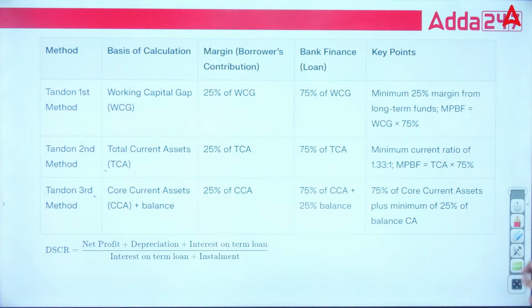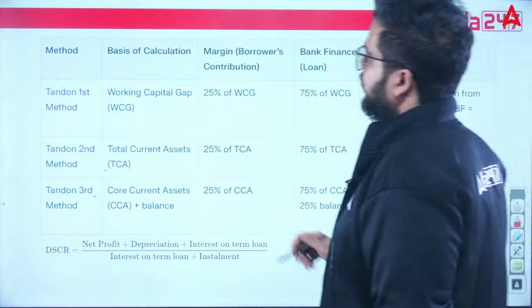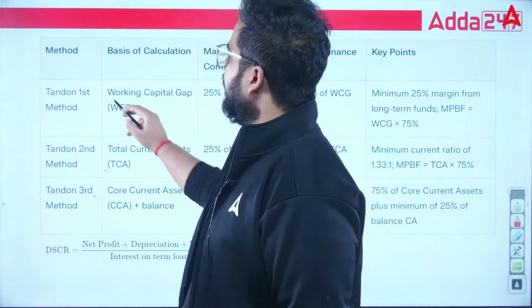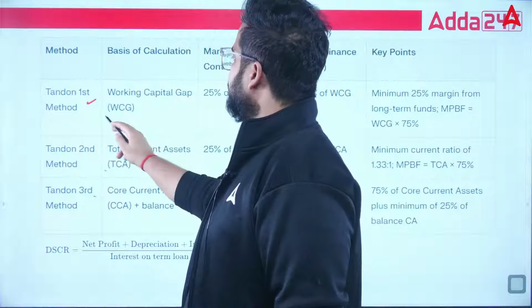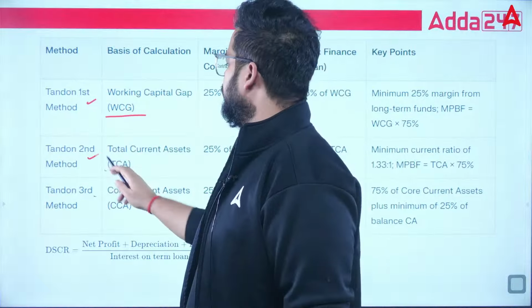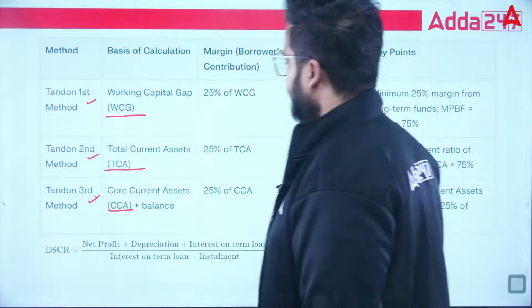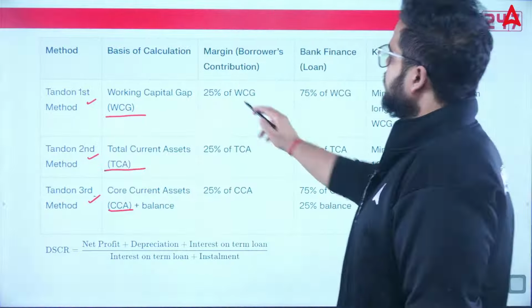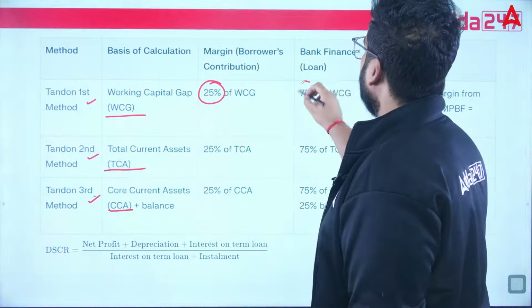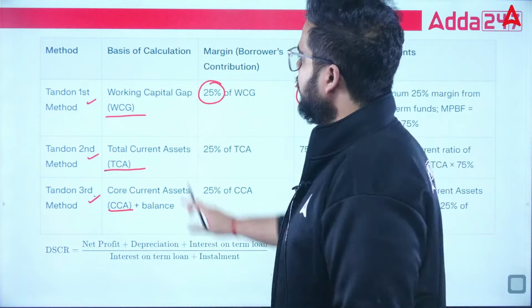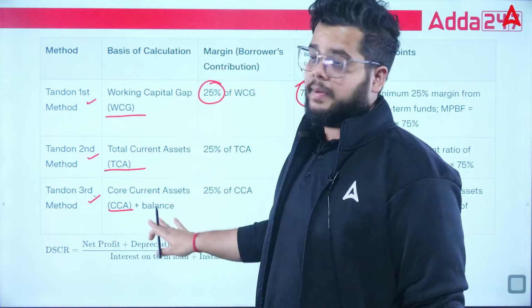Okay, so next we have the important thing based on the turnover method. The tables are the most important ones here. In Tandon first committee, what is the benchmark? Working capital gap. Tandon 2, the benchmark is total current assets. Tandon 3, the core current assets will be the benchmark. And the margin, always remember, will be 25%. Bank loan or the bank finance will stand at 75%. Only the difference is your benchmarks.